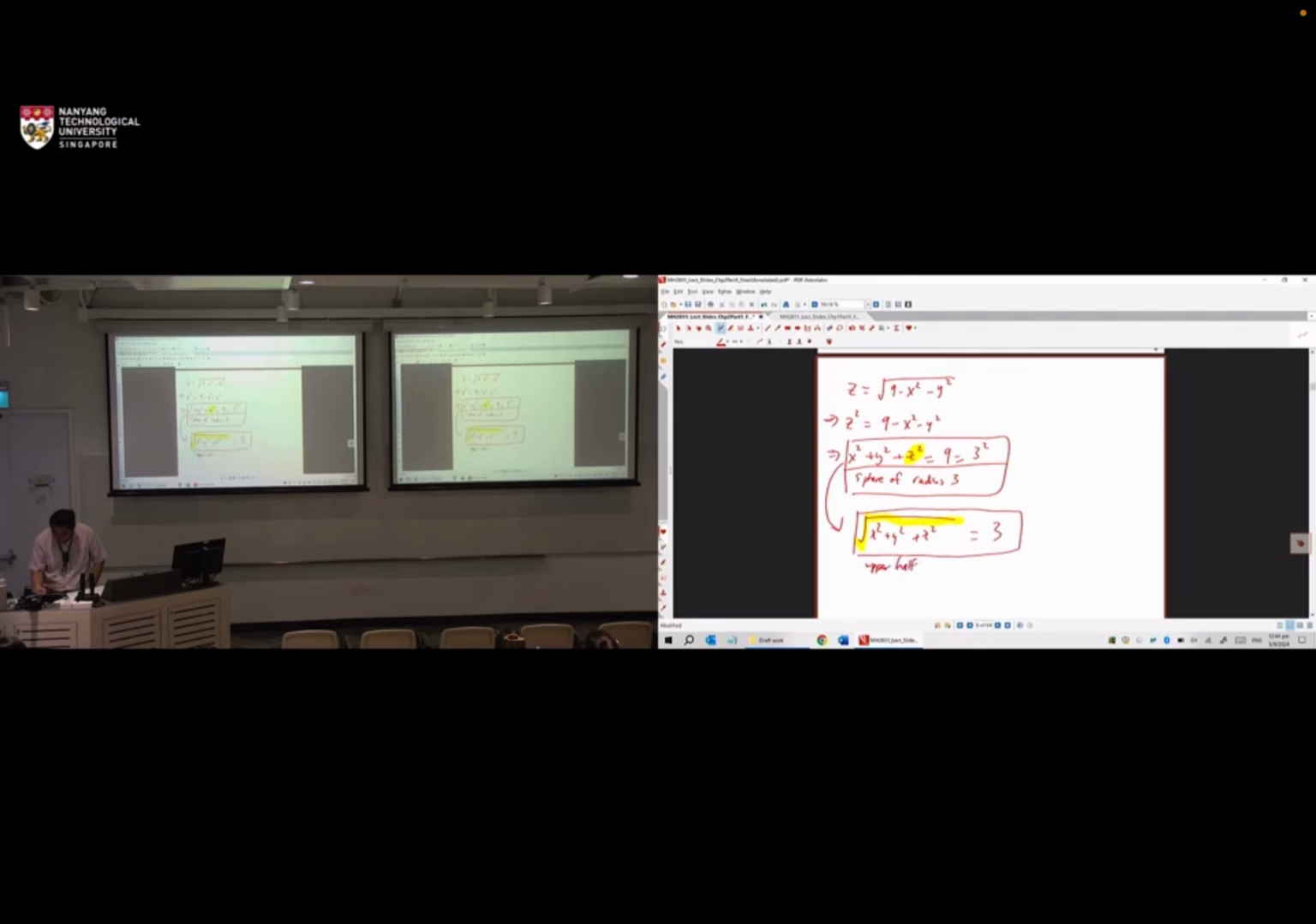Upper half of a sphere of radius 3. Hemisphere, another name for it is hemisphere.